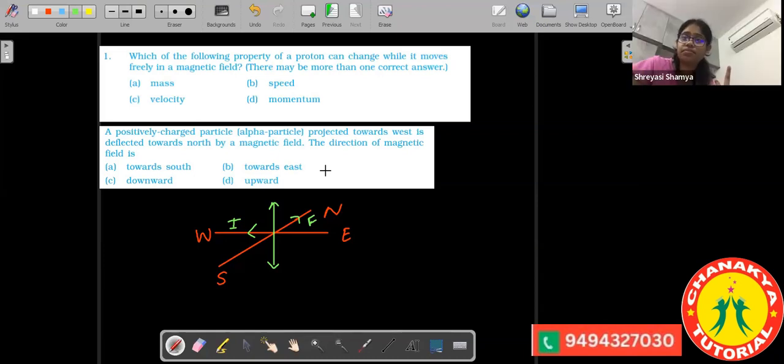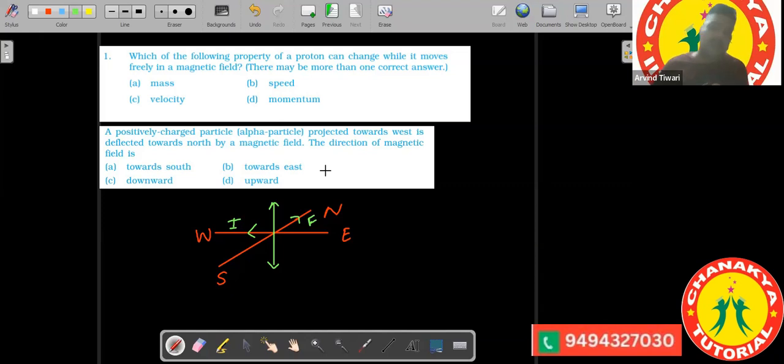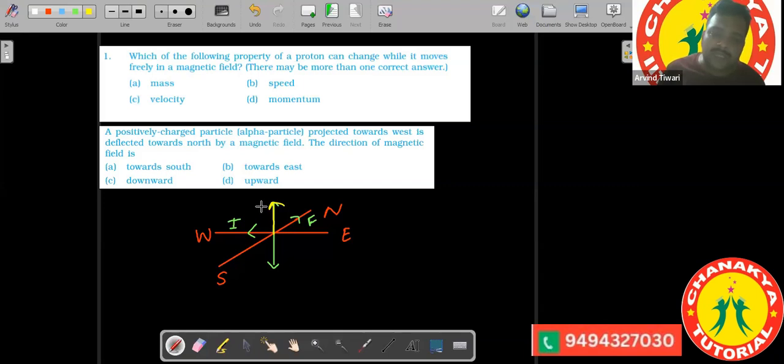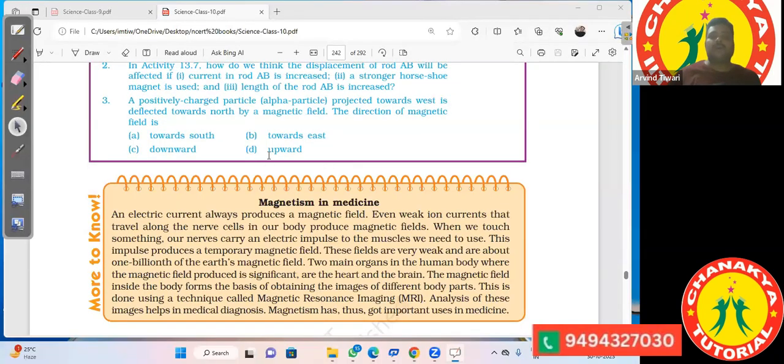Is there anyone who cannot apply these directions? We have to find the direction of the magnetic field only, not the thumb, since the thumb is given. So it will be your upward direction. This is your magnetic field B. So it's upward.